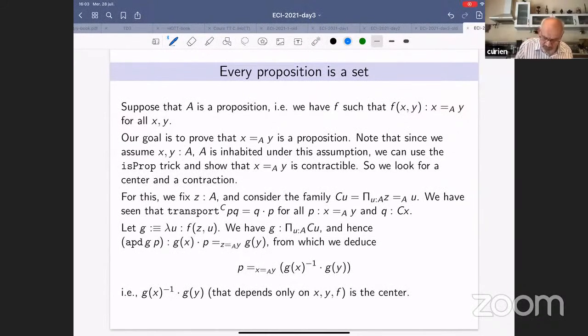So suppose A is a proposition. So we have a function that applied to x and y gives a proof that x is equal to y for all x, y. And we want to show that it is a set. So we want to show that all these types here are propositions. But we are under the assumption that x is of type A and y is of type A. So we are under the assumption that A is inhabited. So we can use the trick which I mentioned, and we will show actually that x equals y is contractible.